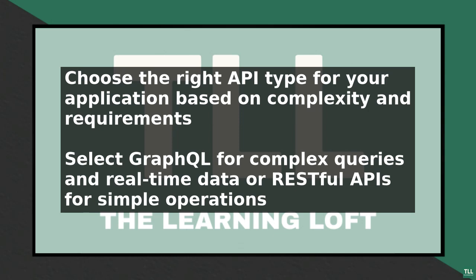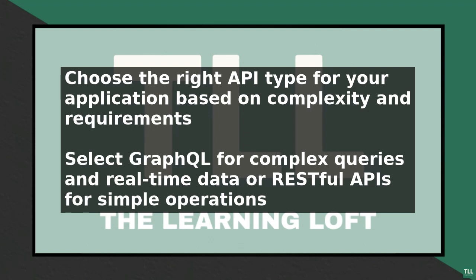Once you have chosen the API type, you need to configure the API settings. This includes setting the API name, description, and endpoint. You should also configure the API gateway settings, such as the integration type, API key, and usage plans.